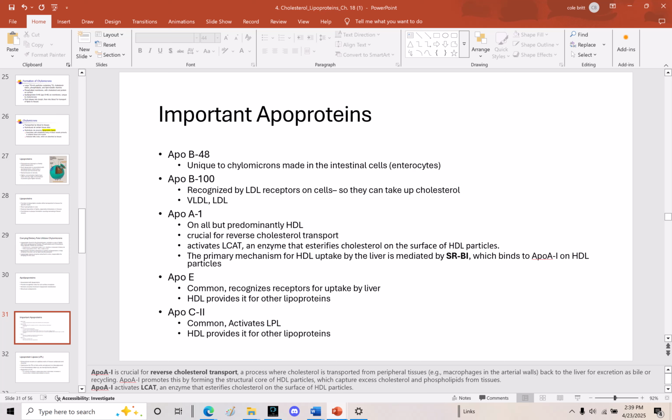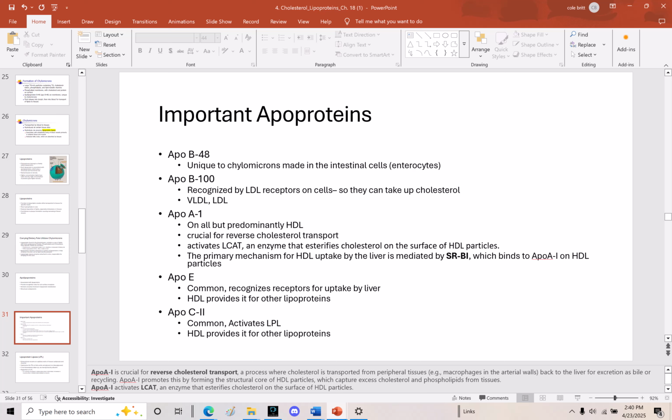All right, two more to remember. One is ApoE. ApoE is common to all of them. And it is the one where the liver can take them all up. So all of them have an ApoE, and that is how the liver can recognize all of them. No matter what they're doing, whether it's a chylomicron, an LDL, a VLDL, HDL, the liver will recognize it because it has an ApoE, and the liver can take them up.